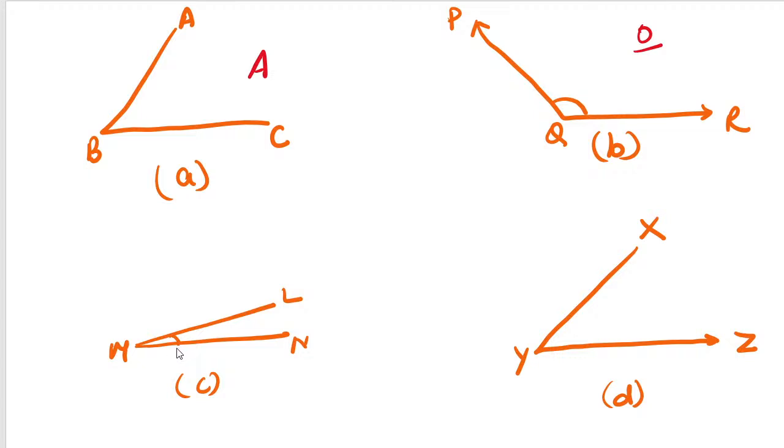Now come to this one. This is around 10 or 20, in between 10 or 20, because we are measuring through the inner scale. So this is less than 90 degrees, so it is an acute angle. And this angle is also around 50 to 60, because we are measuring through the inner scale of our protractor. Because it is less than 90, it is an acute angle. So you have to remember this.